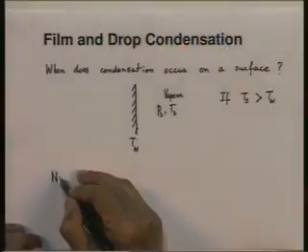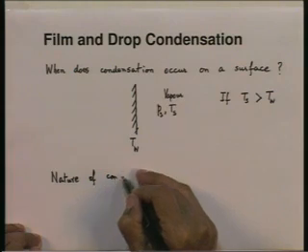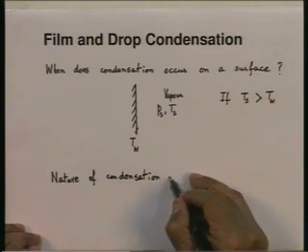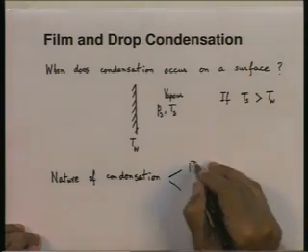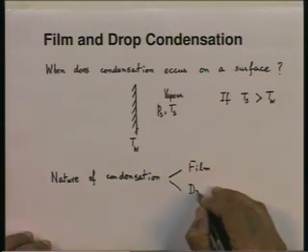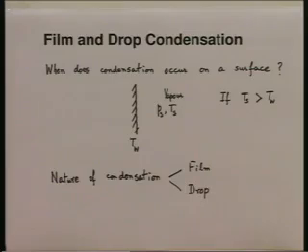Now, the type of condensation which occurs is of two types. It may be of what we call the film type, which we call film condensation, or it may be in the form of droplets, which we call dropwise or drop condensation. So, the condensation which occurs on the surface when this condition T s is greater than T w is satisfied may be of two types, film condensation or drop condensation.